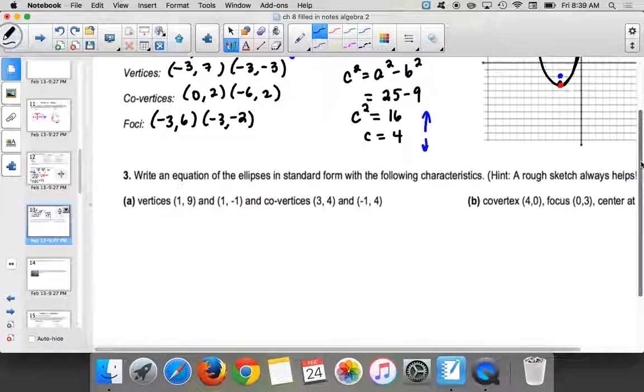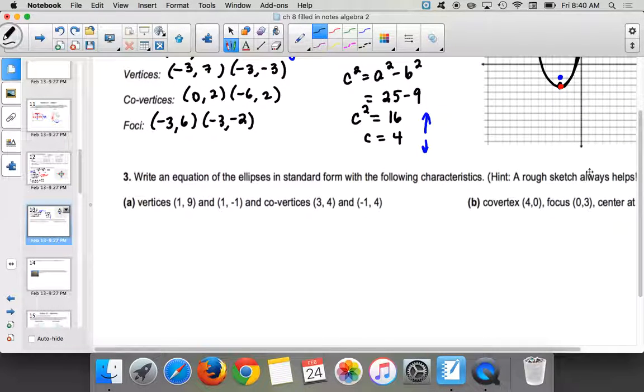All right, so it says write an equation of the ellipse in standard form with the following characteristics. And then I said a rough sketch always helps. So let's do kind of a little rough sketch here. So we have vertices at 1, 9. And at 1, -1. So if those are our vertices, it's going to be a vertical ellipse, right? And our co-vertices are at 3, 4. And -1, 4.